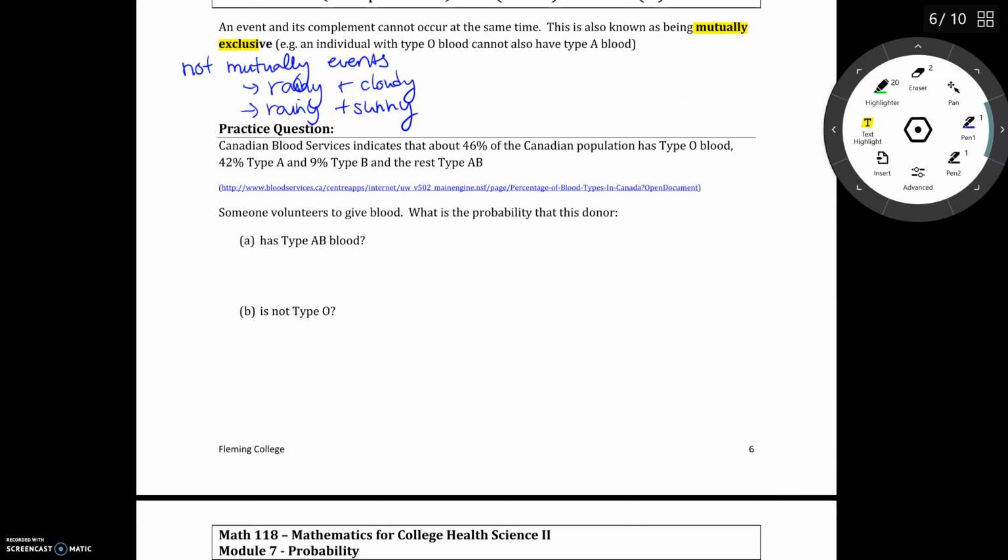So before we continue on, pause the video and try out the next practice activity where you're calculating probabilities related to Canadian Blood Service data.